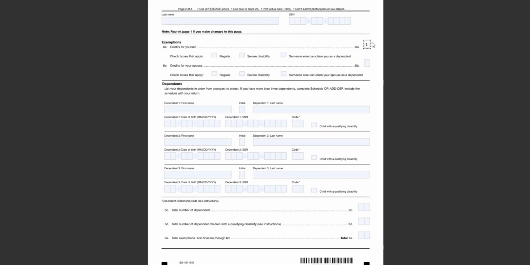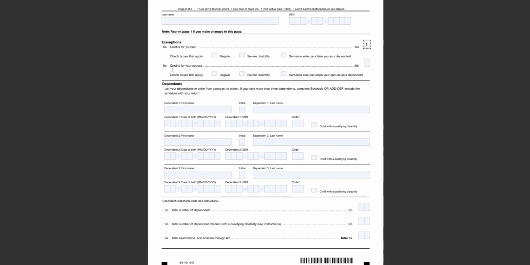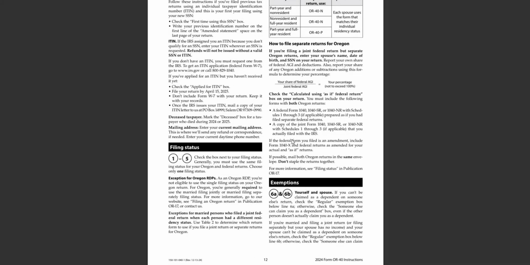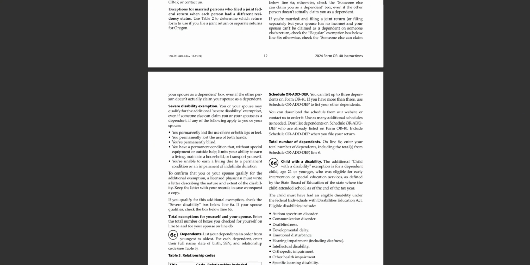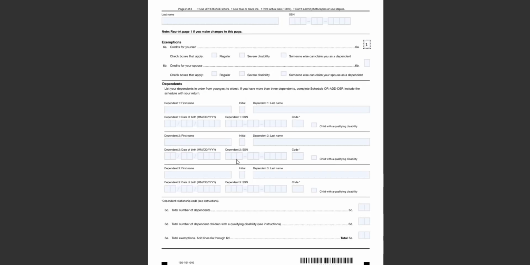This is going to give you, similar to California, an exemption credit amount from Oregon. And then your dependents. So if you've got children, this also only allows you up to 3. I would look at the instructions and go to the line right before line 6, it looks like 6B to 6C. You'd want to find that line number in your instruction manual. And I'll show you here. So 6A and 6B, this is where we're claiming ourselves, and then 6C is your dependents. And then it will explain how to fill out that section.